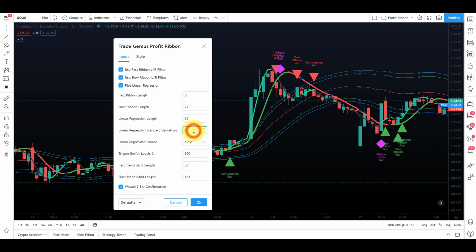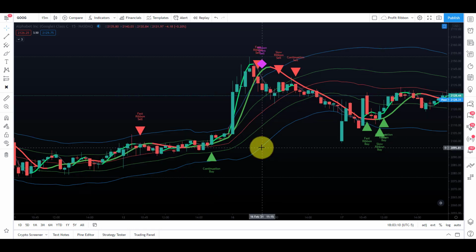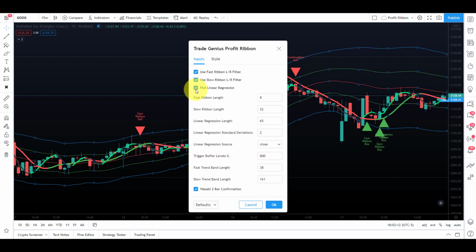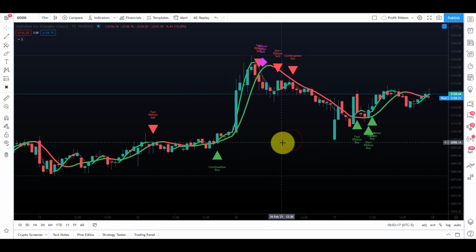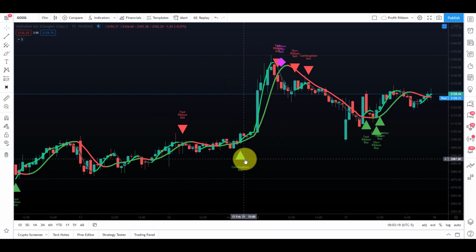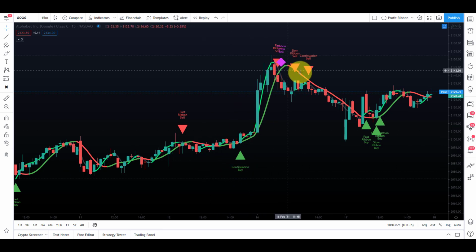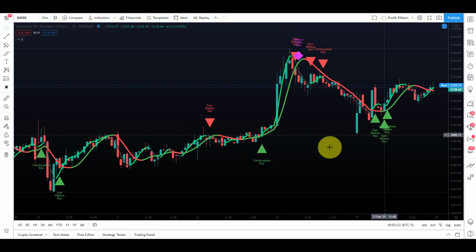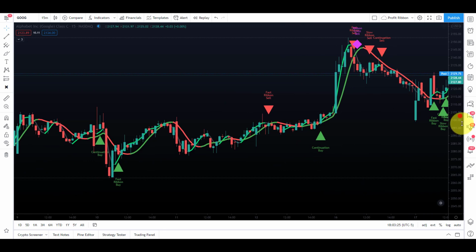Okay, we'll go ahead and set this back to the default of 2, and we can go ahead and turn off the linear regression. I just leave it off because it's a little cleaner look, and because of the way we have these signals, you don't need to have it up. These signals will respond accordingly based on the settings.